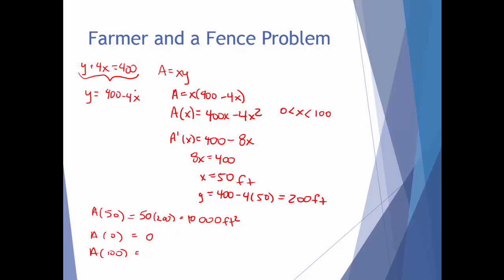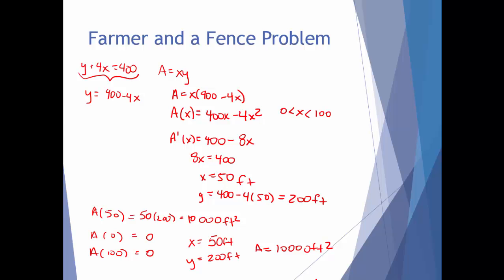If x is 0, then your area is 0. And if x is 100, that will make y 0, which is going to make your area 0. So definitely the dimensions that are going to get you the largest area are going to be x equals 50 feet, y equals 200 feet, and the largest possible area for this is going to be 10,000 square feet. And that's our farmer and the fence problem.